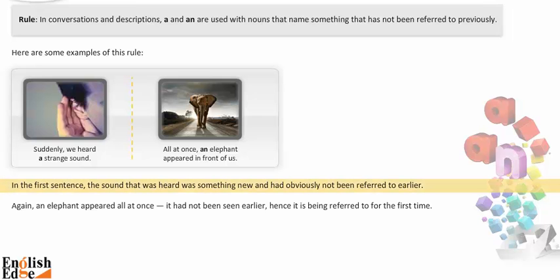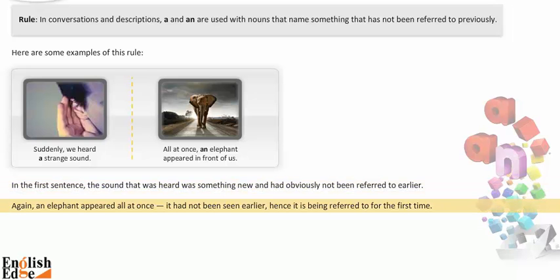In the first sentence, the sound that was heard was something new and had obviously not been referred to earlier. Again, an elephant appeared all at once. It had not been seen earlier, hence it is being referred to for the first time.